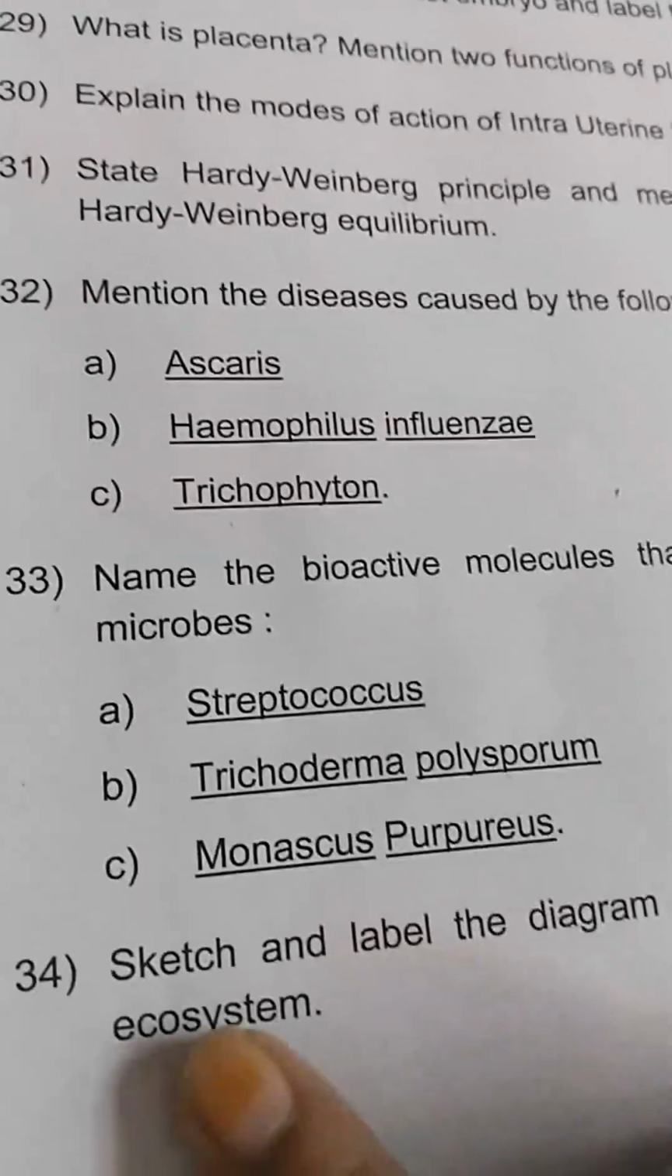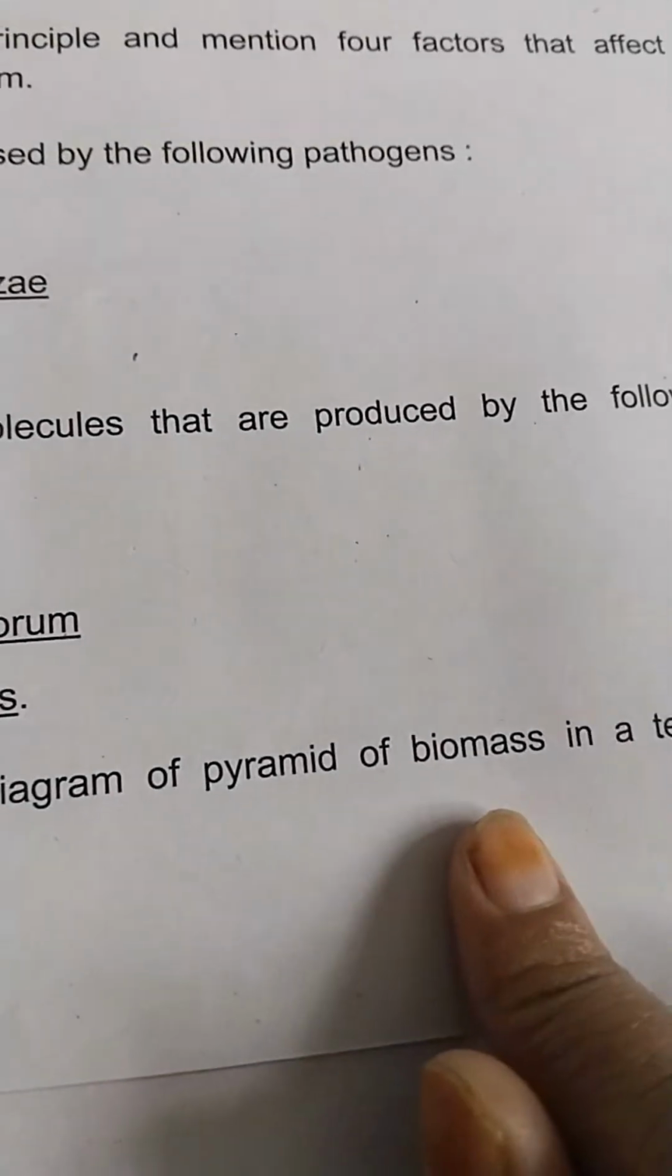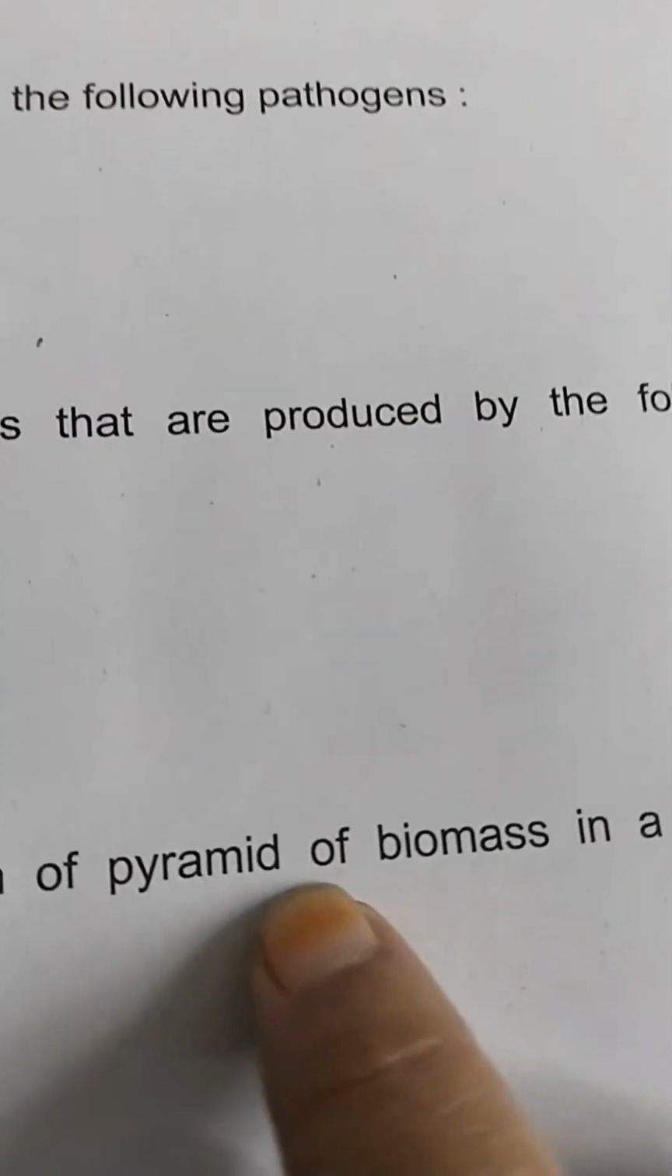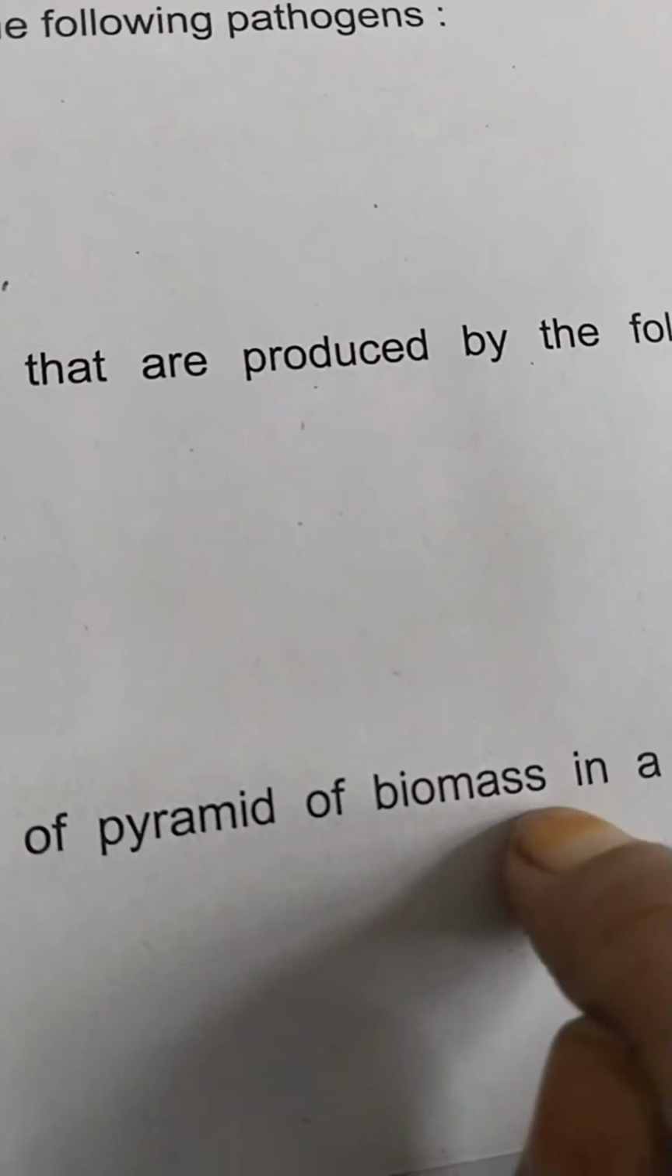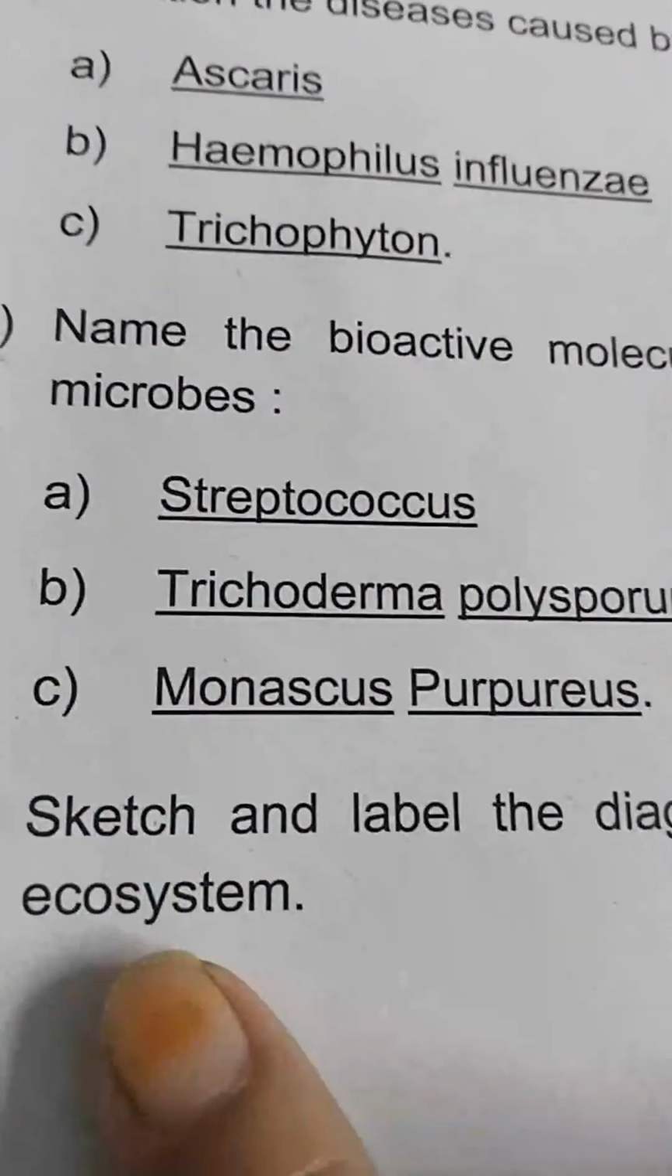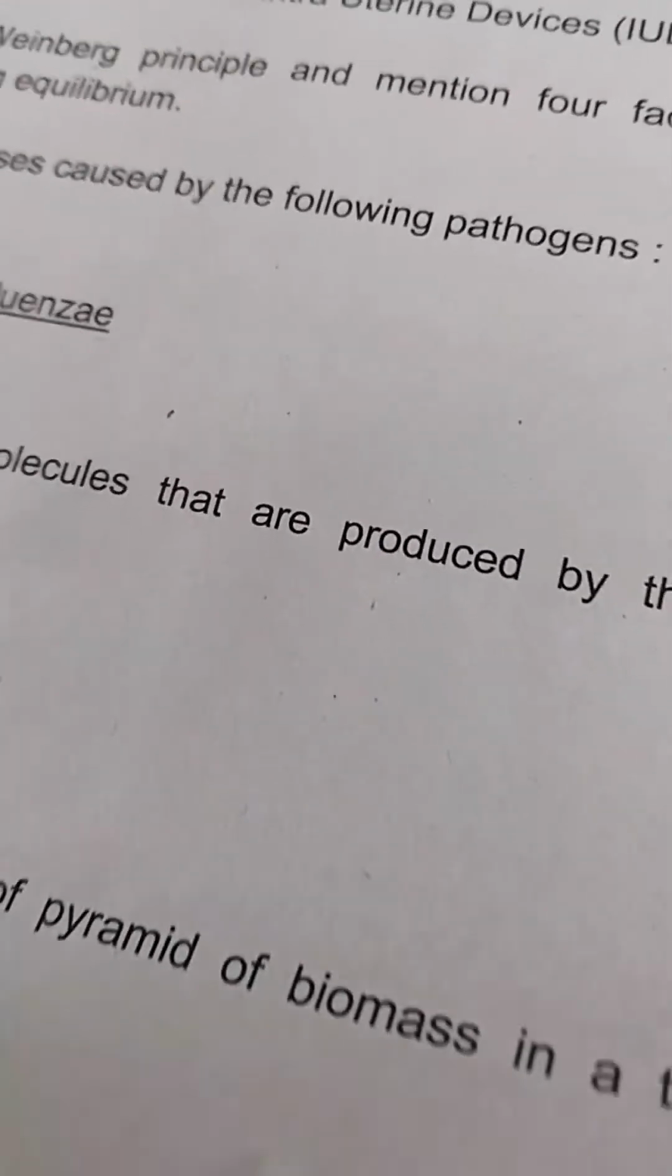Next question: sketch and label the diagram of a pyramid of biomass. We need to draw the pyramid of biomass, and the second condition is that we need to draw it in a terrestrial ecosystem. Okay, so we have the next question.